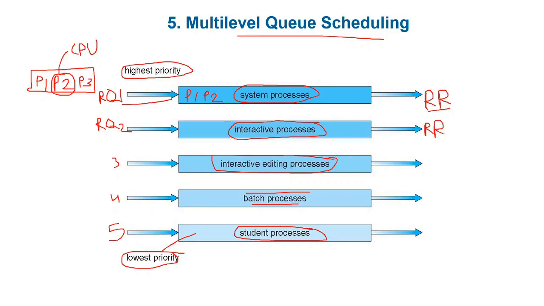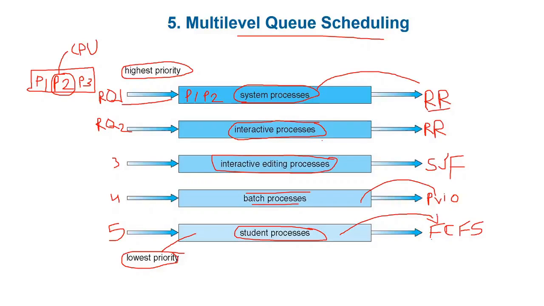Interactive processes can also be executed using round robin scheduling, editing processes can be executed using SJF scheduling, batch processes can be executed using priority scheduling, and student processes can be executed using first come first serve based scheduling. So at each level of processes you can apply different algorithms. All system processes will be executed using round robin scheduling, batch processes will be executed using priority scheduling, and student processes will be executed using first come first serve.